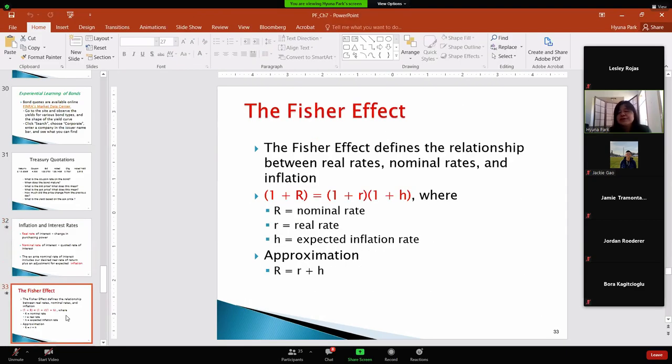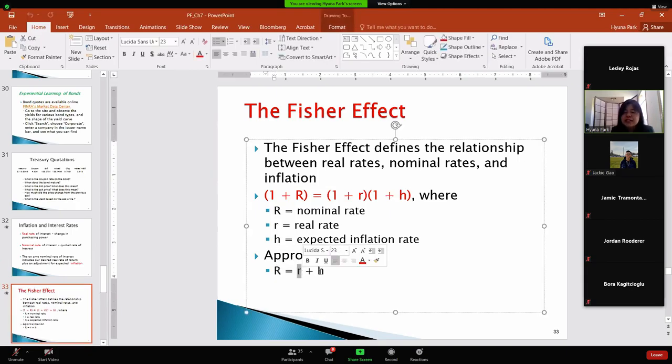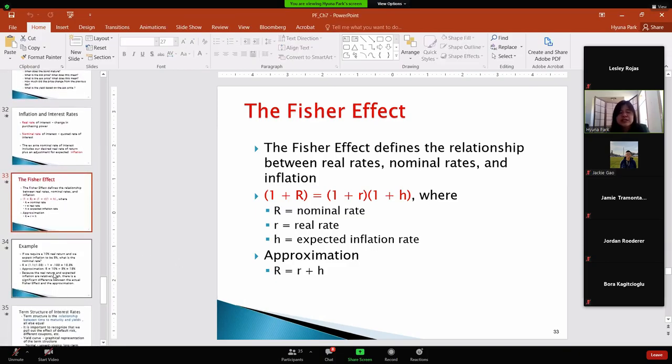You use the Fisher effect equation: 1 plus the nominal rate is equal to 1 plus the real rate multiplied by 1 plus expected inflation. An approximation is that the nominal rate has two components, the real rate plus expected inflation. But this is a simple interest concept, so it is just an approximation. To be accurate, you need to use multiplication instead of addition, based on the compounding concept. If you rearrange the equation, you can convert between nominal and real returns.